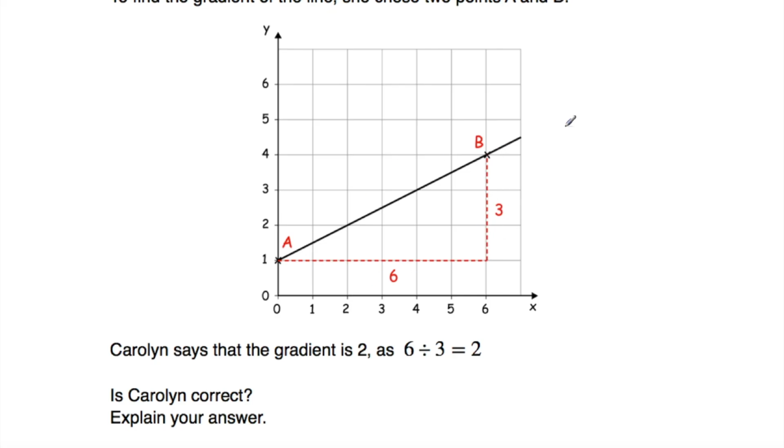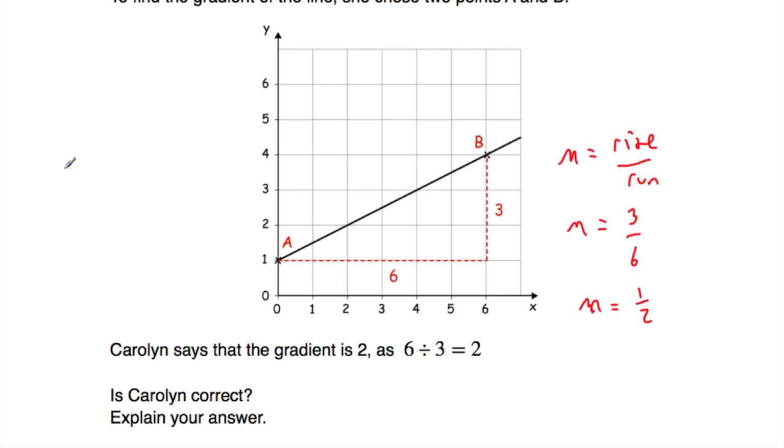So if we want to find the gradient of this line, m, the gradient, is equal to the rise divided by the run. The rise is equal to 3 and the run is equal to 6. Then we just cancel down that fraction. They're both divisible by 3, so if we divide both the numerator and denominator by 3, we get a half. So the gradient of that line, m, is equal to a half and not 2 as Carolyn has said. So the question is, is Carolyn correct? Well, the answer is no.